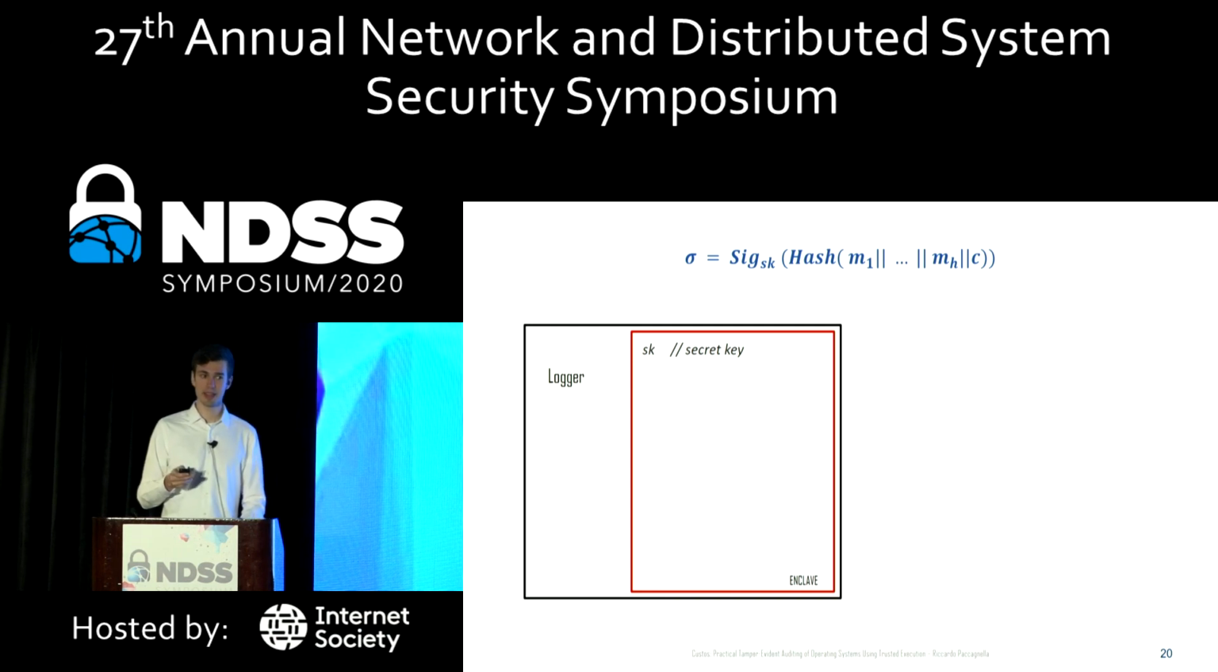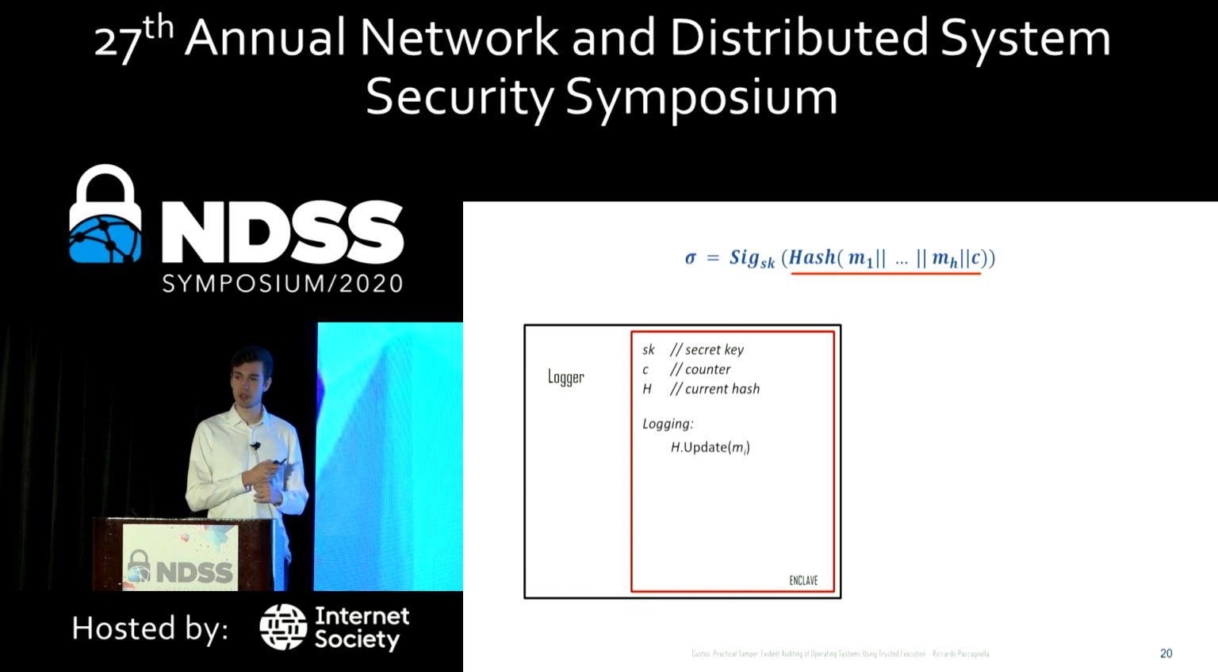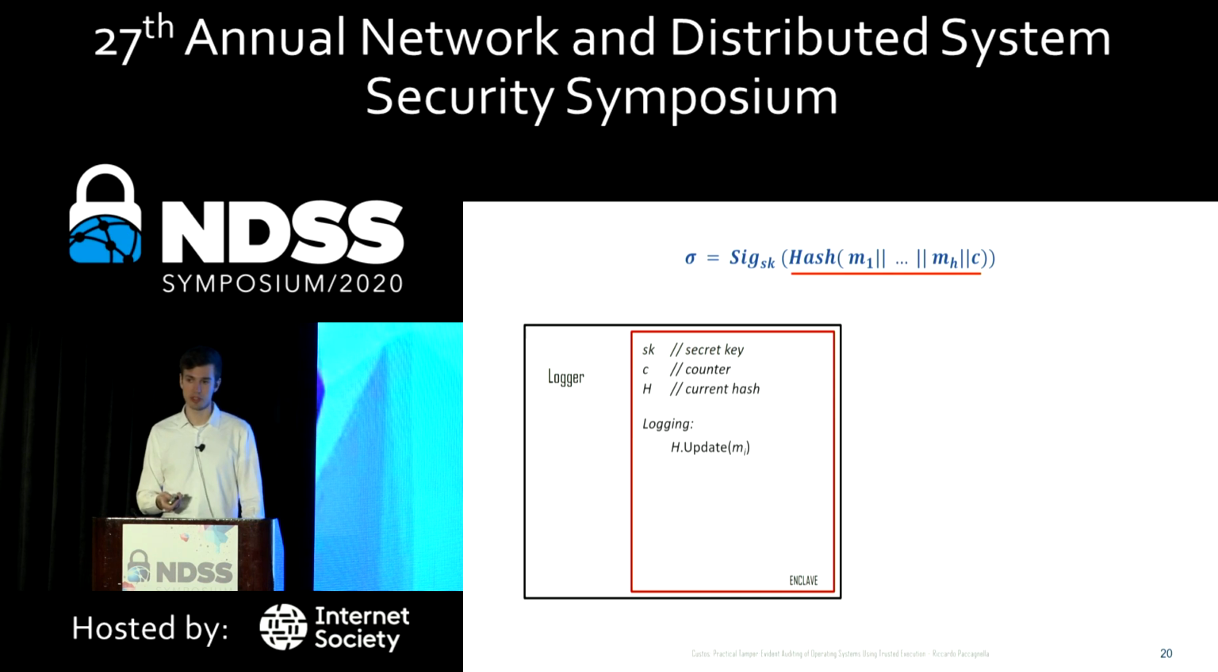Now, as I said, what allows us really to achieve the speed up is decoupling the two operations. So what we do is that we store a current hash together with the counter inside the enclave. And when log events are generated by the operating system, all we have to do is just update the hash. And the reason why we can just do this is because the hash is stored inside the enclave. And so that means that it is out of reach even after achieving root access for the adversary.